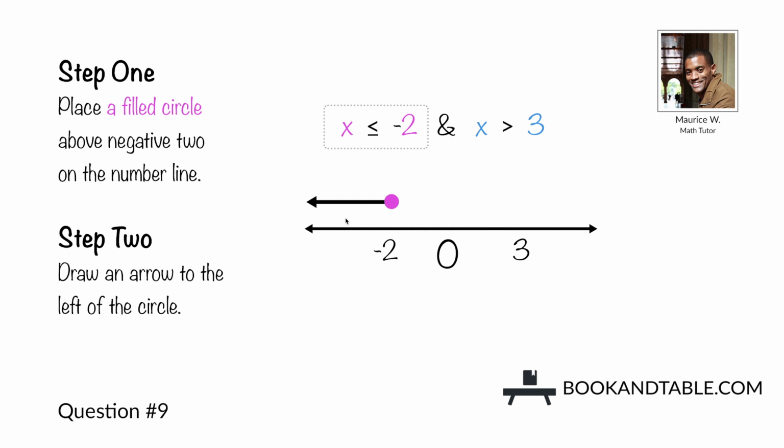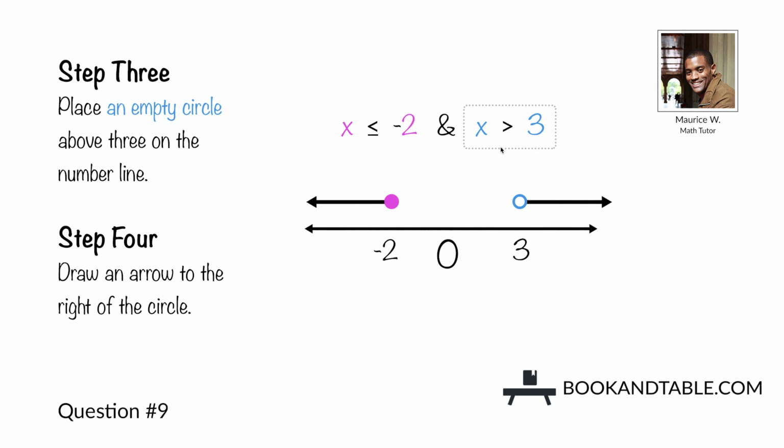X is less than or equal to -2. And then we represent the second expression. X is greater than 3. So we see in this question, our x values are disconnected. If the arrows were facing each other, then you would connect these two circles with a straight line. But in this case, they're pointing away from each other, which means we have two different sets that represent our x values. This second set is x is greater than 3.